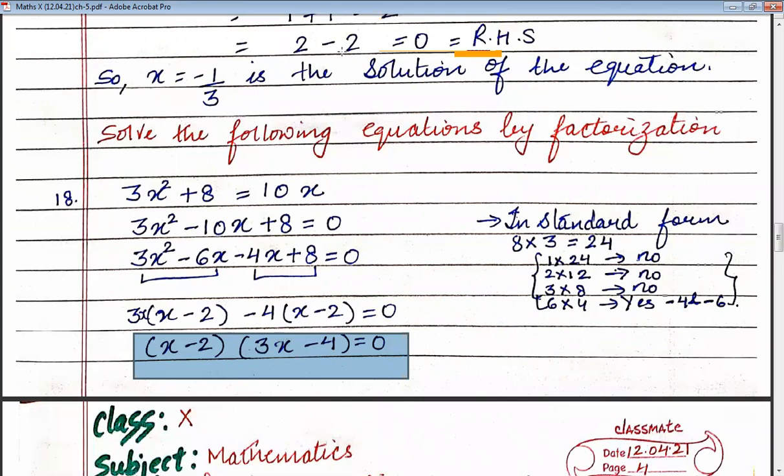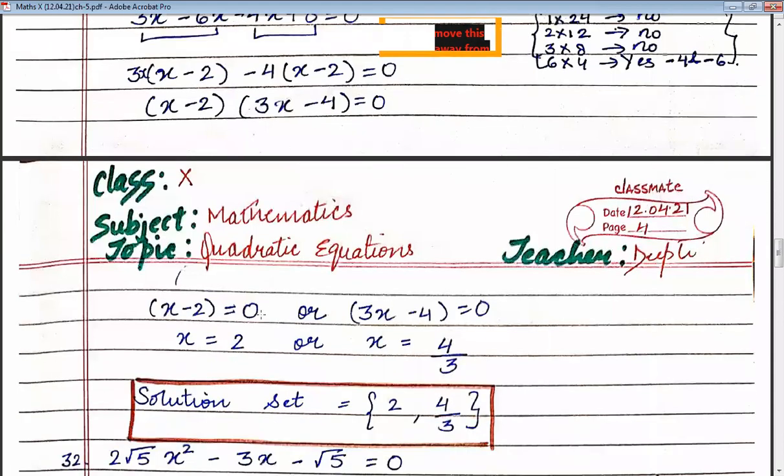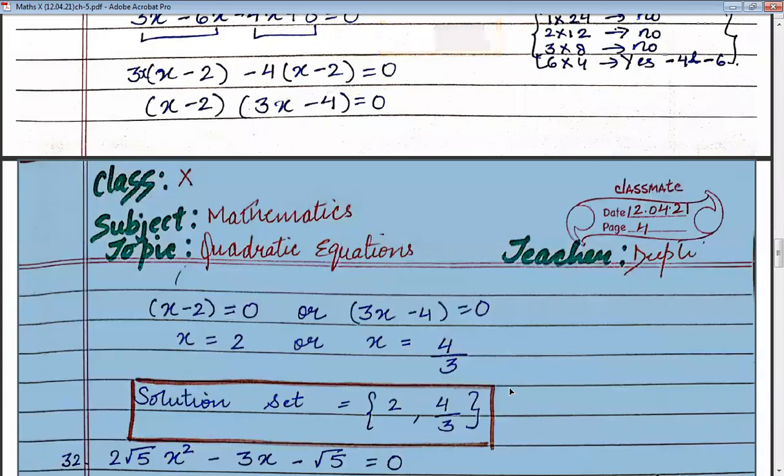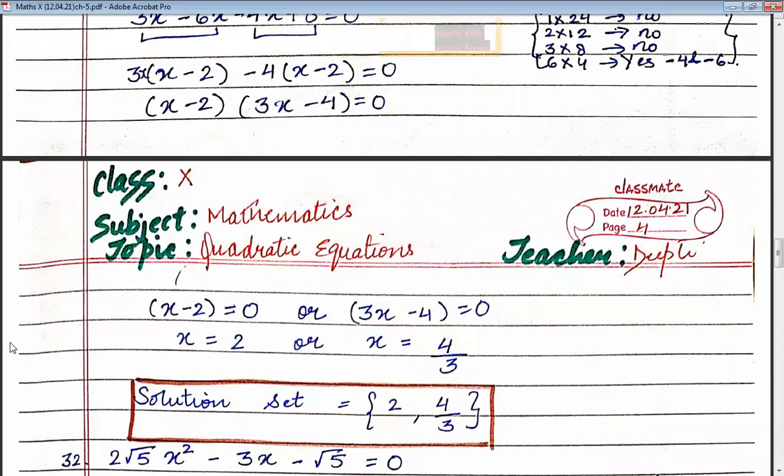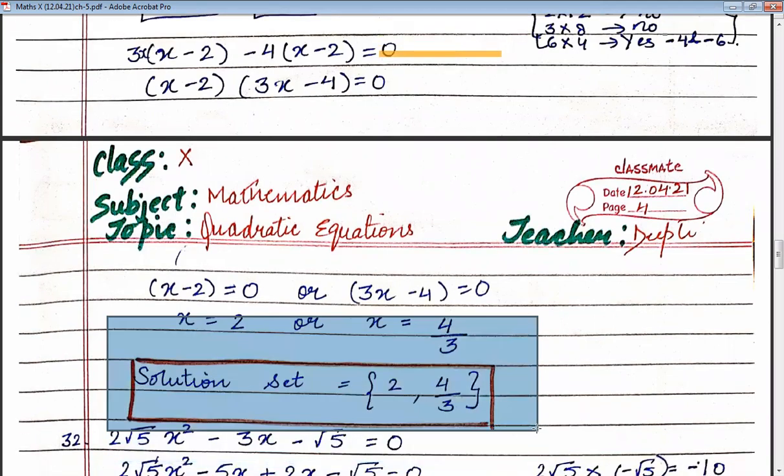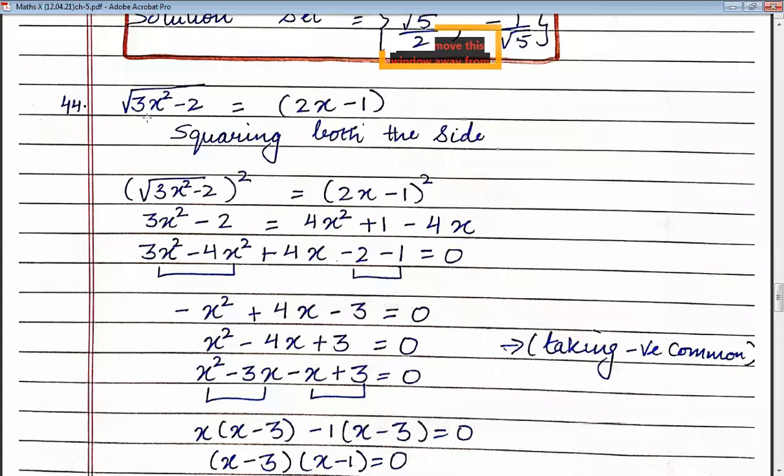Now you have to put both the factors equal to 0. So now x minus 2 is equal to 0 or 3x minus 4 is equal to 0. So from here you get the value of x as 2 and the value of x as 4 upon 3. Okay, students. So the solution set for this is 2 and 4 upon 3. Is it clear, students? So this is the way we use factorization method to find the solution of the given quadratic equation. Now, children, let us discuss one more question based on this factorization method.